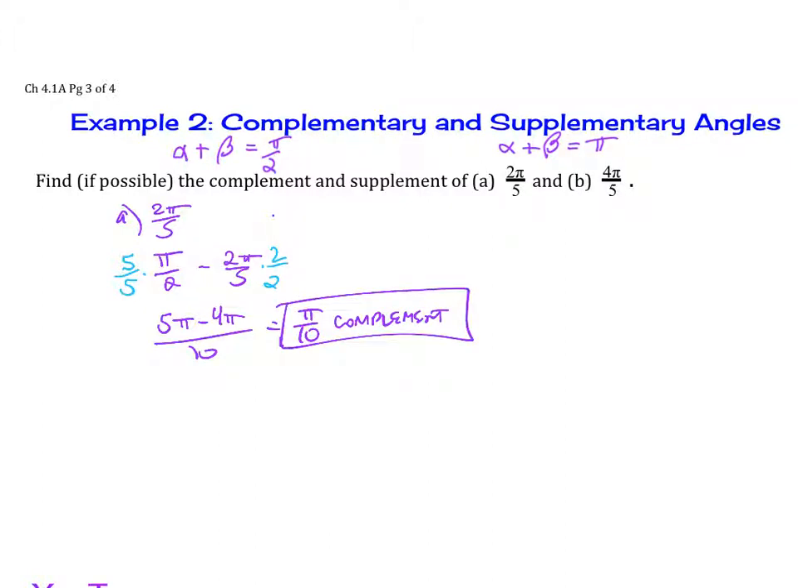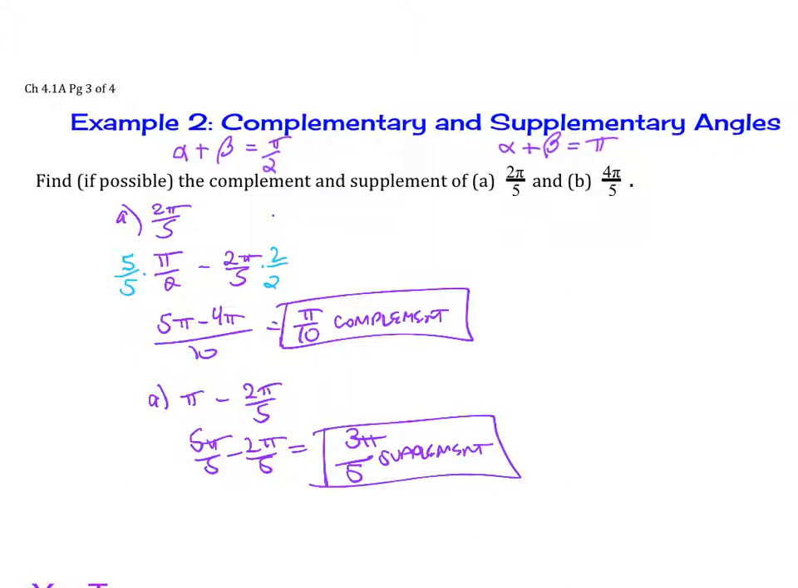Then to find the supplement, we're just going to subtract pi minus 2 pi over 5. So this is going to be 5 pi over 5 minus 2 pi over 5, which ends up being 3 pi over 5 is the supplement.